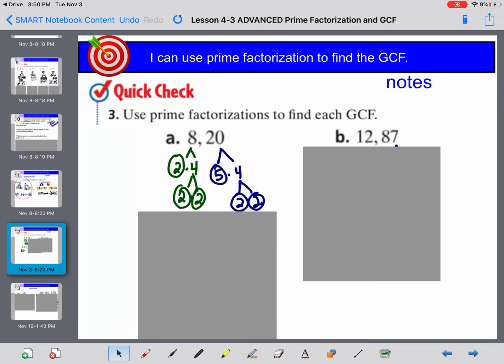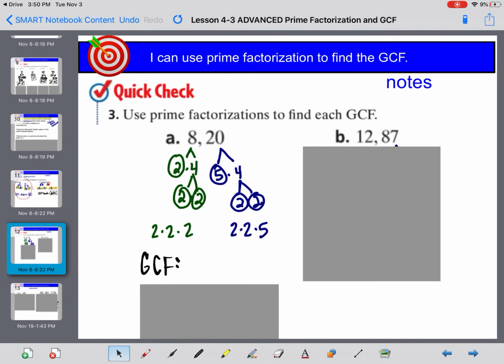20 is 5 times 4. 4 is broken down into 2 times 2, so 2 times 2 times 5. Now the greatest common factor is what's in common in both lists. I see that there's a 2 and that there's another 2 in common, so 2 times 2. Now this third 2 is not in common in both lists. This 5 is not in both lists, so they don't count as part of the greatest common factor. Then I simplify. 2 times 2 is 4. 4 is my greatest common factor.